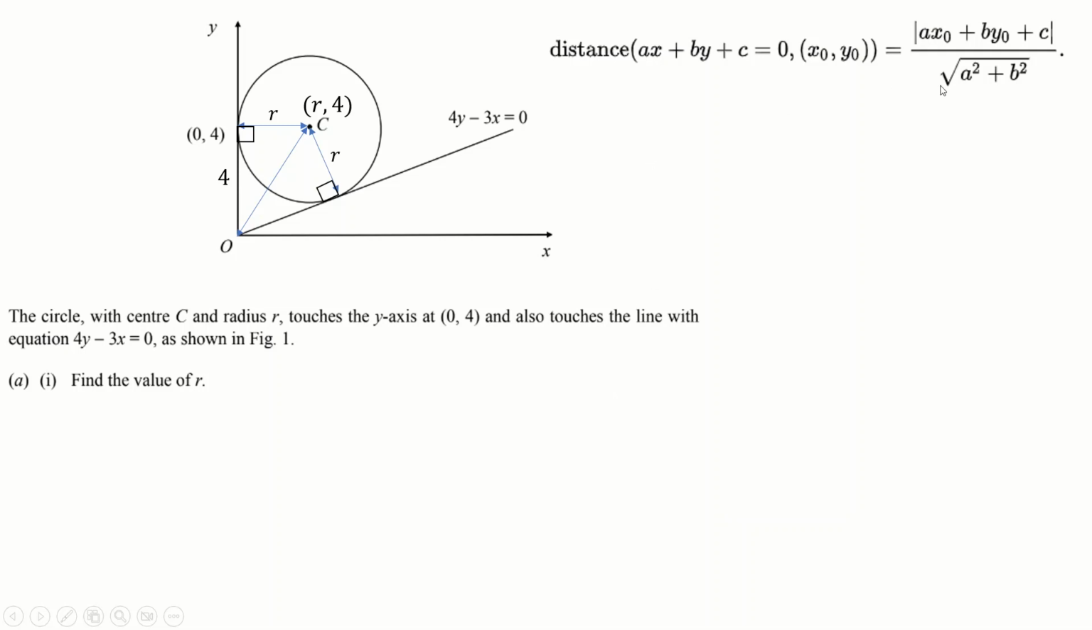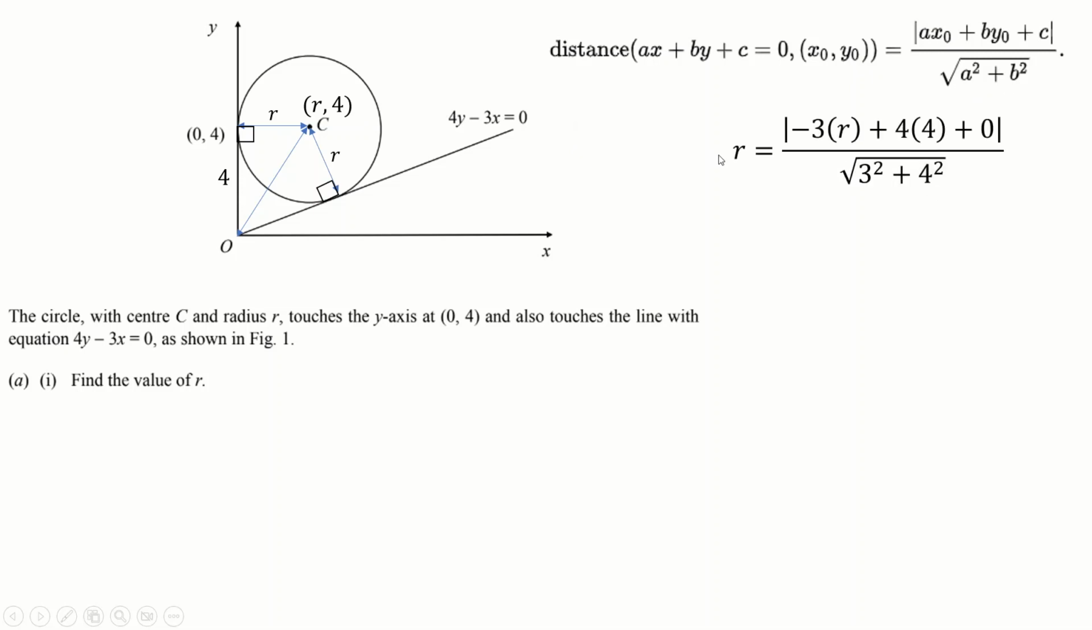This isn't in the formula booklet, so you'd have had to have known this off the top of your head. The distance between a line, if given like this, which ours is actually given in, and a point here, is given by this equation here. But I know the distance between the line and the point, it's r. So I can set r equal to all of this, where a is minus 3, x0 is r, y0 is 4, b is 4 as well, c is 0. So I think I can plug in all that information.